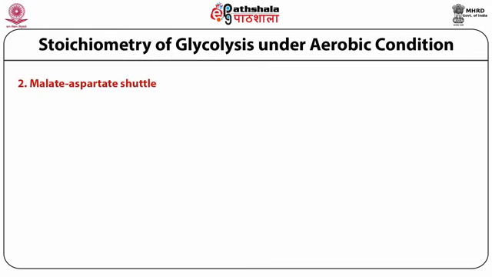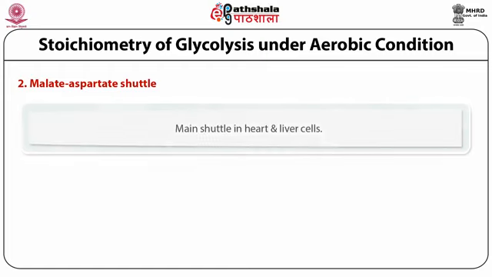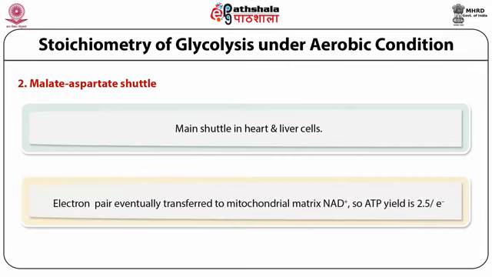In the second one, the malate aspartate shuttle, which mainly takes place in heart and liver cells, the electron pair is eventually transferred to the mitochondrial matrix, so we get 2.5 ATP per electron pair.